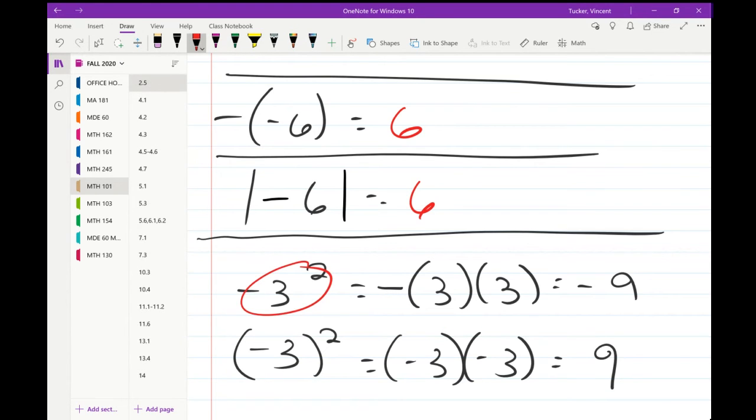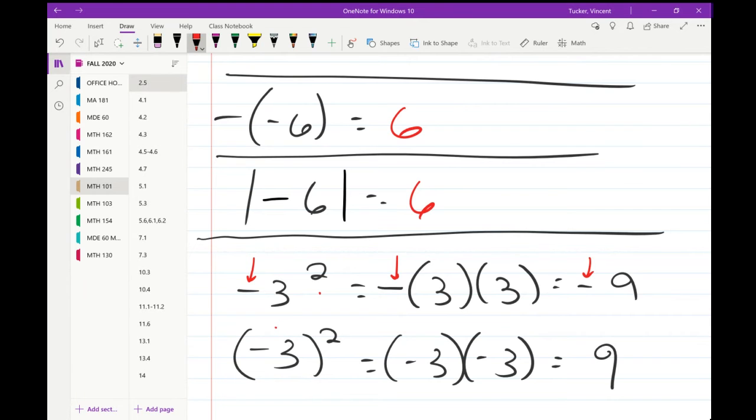But in the top one right here, that's negative 3 squared, but the negative is not affected by this square because there are no parentheses around the negative. So that negative is going to sit on the outside, never affected by the square. And the only thing that's being squared is the 3. So that's negative 3 times 3, which will give you a negative 9. So that's the difference between these two.